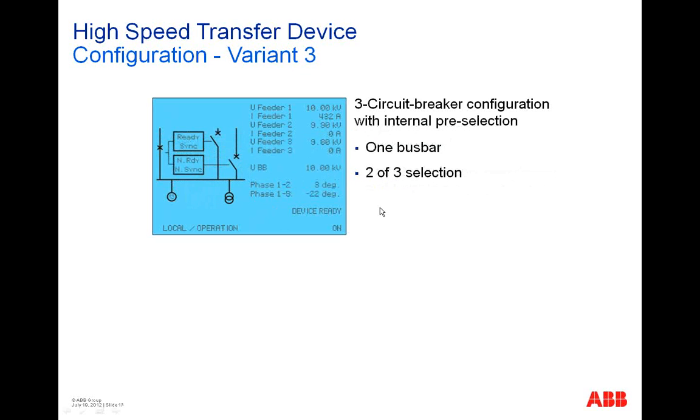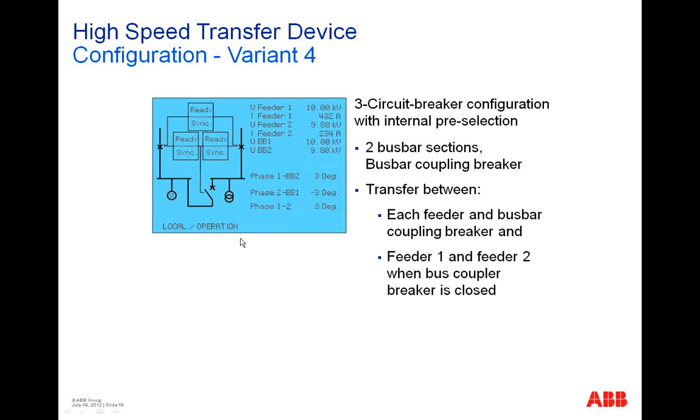Now we step over to variant 3. It's similar to variant 1. You remember you have one main feeder, one bus bar, and one standby feeder. But in this configuration, you have 2 available standby feeders, and you can make the decision with a pre-selection to which standby feeder the transfer should be performed. That means if you have a problem here, this will be opened, and according to your pre-selection, this breaker will be closed or this breaker will be closed.